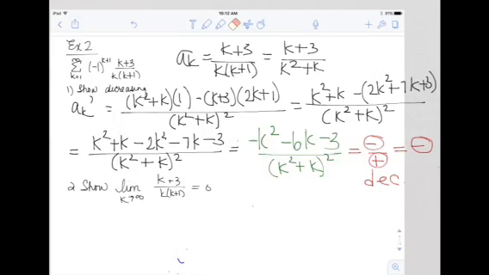And now the easier thing to show is that this limit is 0. This is k plus 3 over k squared plus k, and again, I think we all know by now that when the degree of the numerator is lower than the degree of the denominator, this limit is 0. So yes, we now know from the alternating series test that this series converges.